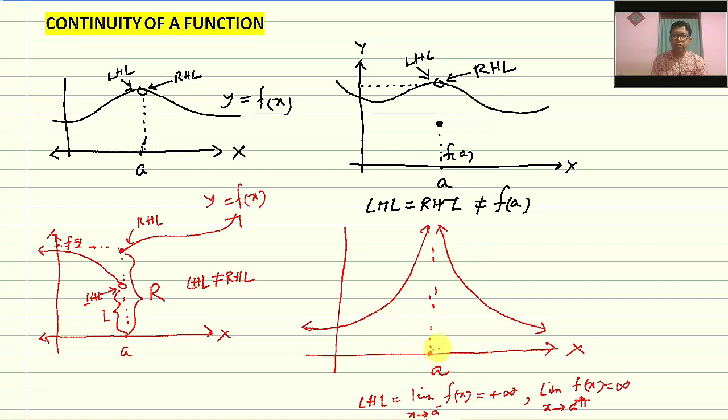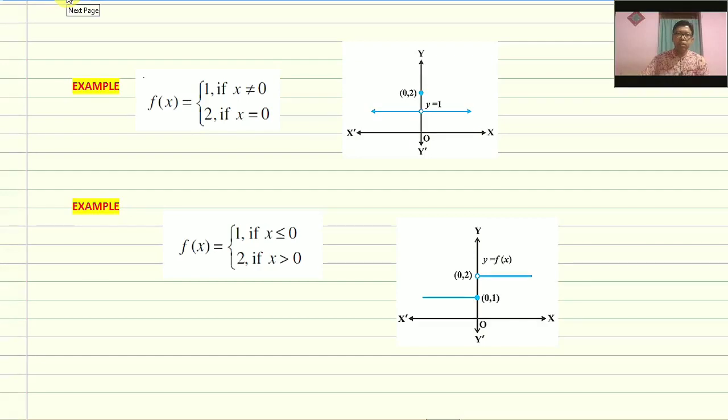Okay, next. These two examples are taken from your NCERT book. This is the first example. The function is given: f(x) = 1 if x is not equal to 0, and f(x) = 2 if x is equal to 0. This is actually a constant function, isn't it? So x not equal to 0 has two parts actually: x is either less than 0 or x is more than 0, and another part is x equal to 0.